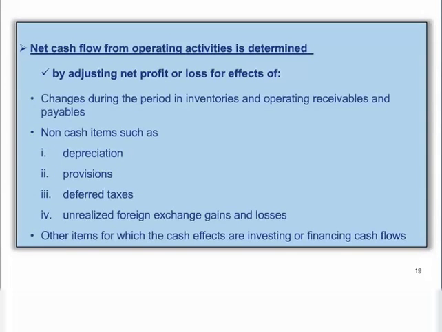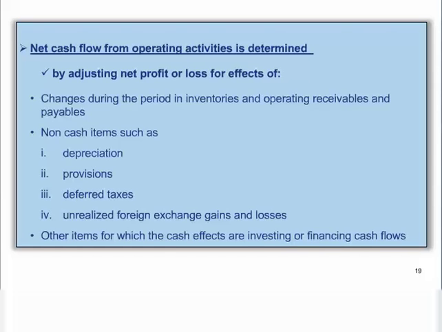Now let's come down to operating activities presentation under the indirect method. Until now we have discussed the direct method of cash flows presentation for operating activities. Under the indirect method, net cash flow from operating activities is determined by adjusting the net profit or loss for the effects of changes during the period in inventories or operating receivables and payables. So basically, the changes in the working capital items, or the current assets and liabilities, are adjusted under the cash flows from operating activities under this method.